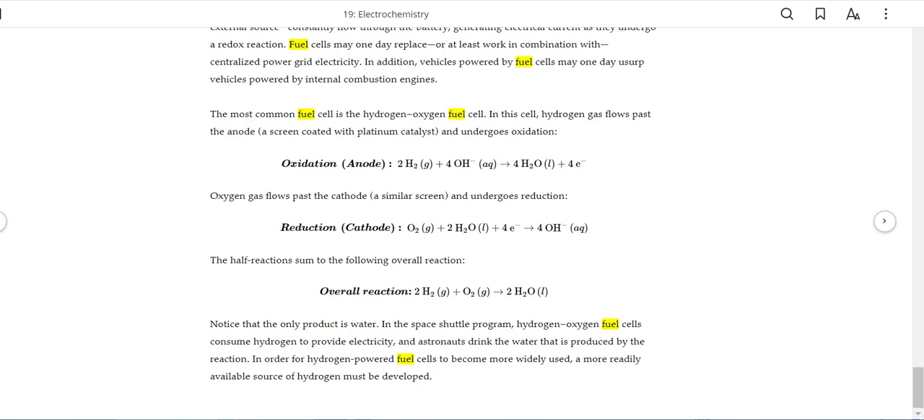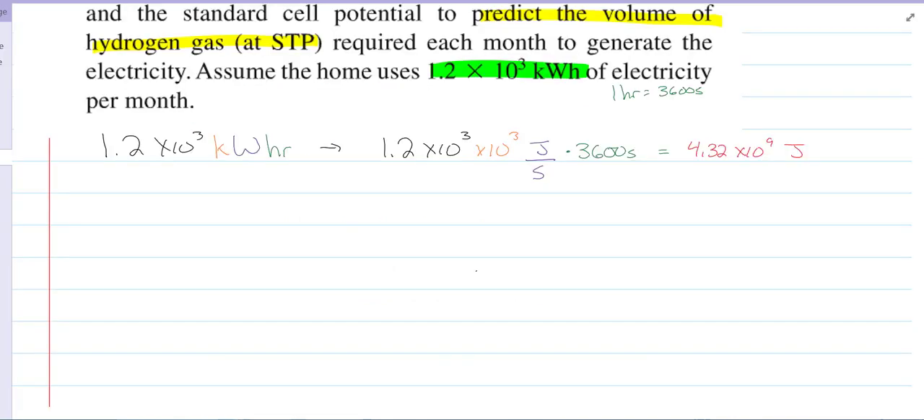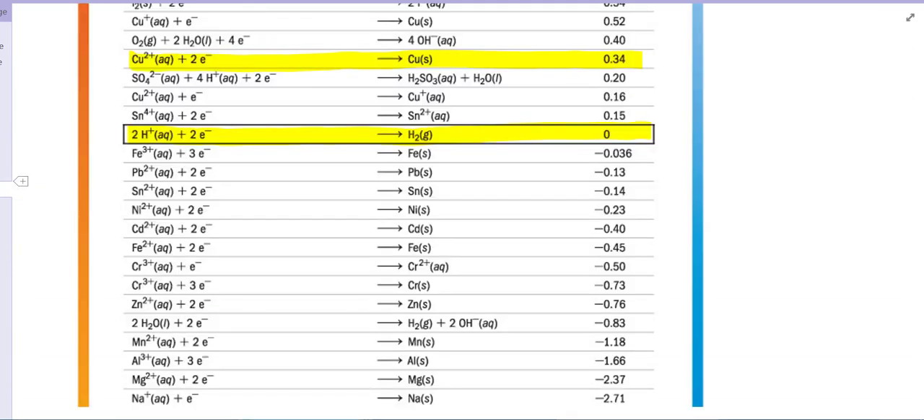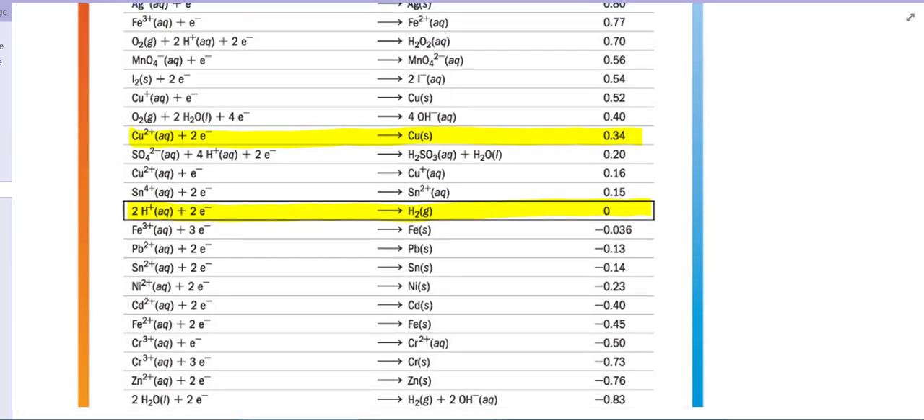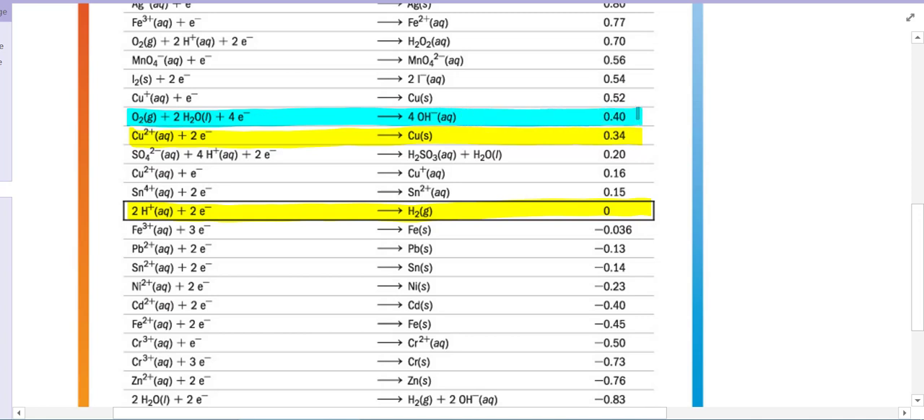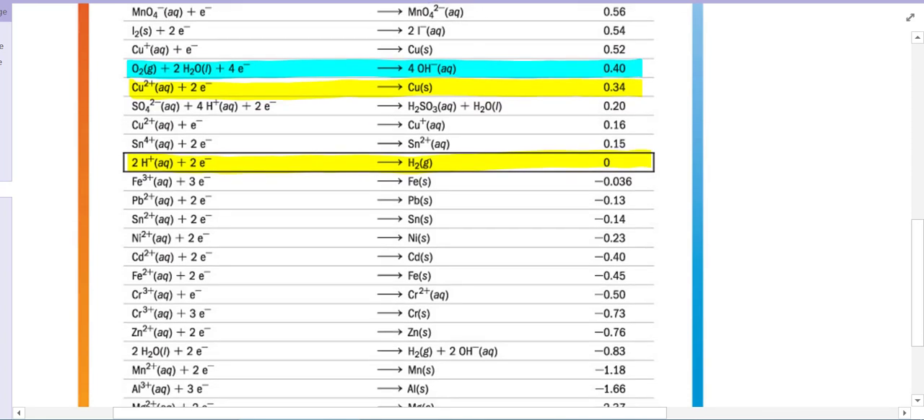So oxidation at the anode gives you 2H2 plus 4OH minus going to 4H2O plus 4 electrons, and the reduction, and the overall reaction. Perfect. So let's write those down in our notes here. Actually, let's look at these. If we look at my fuel cell, I have this one as the reduction, and the oxidation would be this one that's flipped.